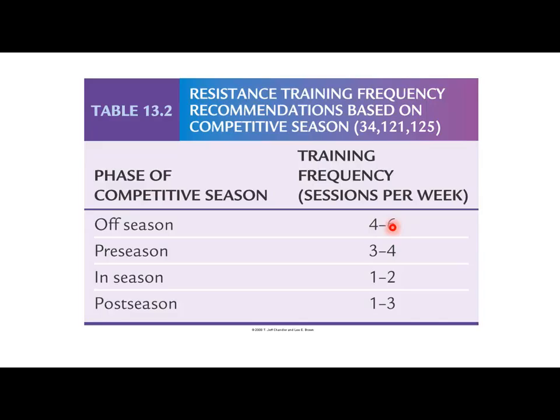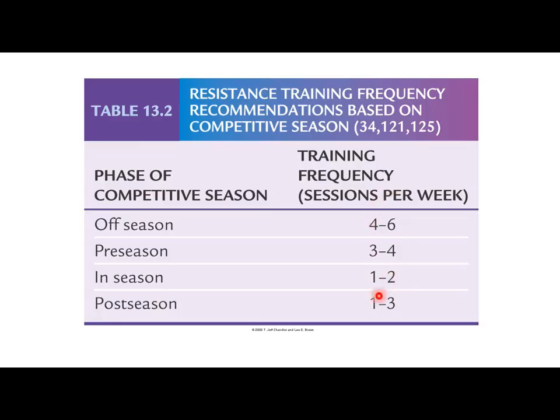So not only are you training those days a week, but every time you do train, the load is somewhat light, and the volume is then somewhat high. Whereas in season, not only are you not training very many times per week in the gym, but when you do, exercise intensity is going to be quite high. The loads are going to be quite high, and thus, training volume is going to be low.